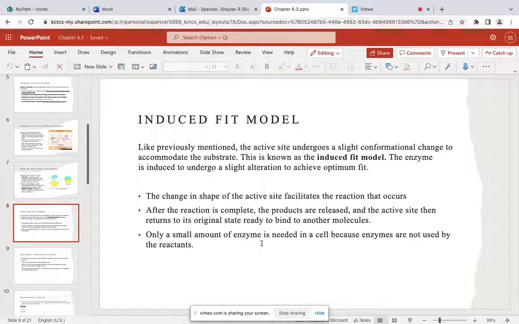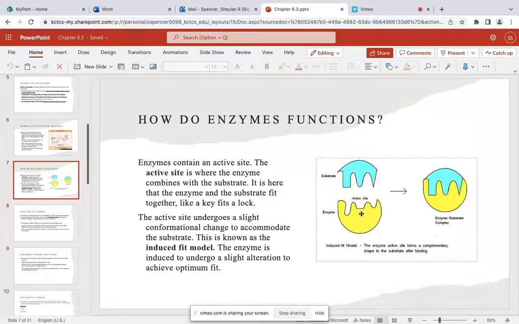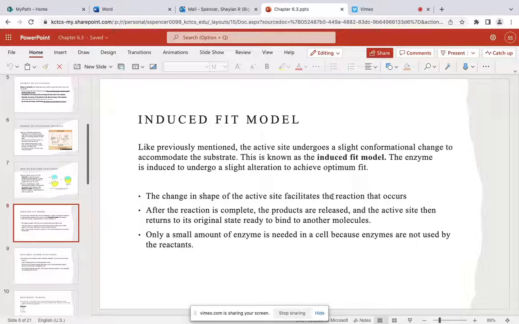So after sugar and amylase combined, and once we have the production of carbon dioxide and water, the active site of amylase would return to its original shape. So over here, we have the active site. We'll say this again is amylase. This is sugar. Once the sugar combines with amylase, we have this amylase sugar complex. Once we have the production of carbon dioxide and water, this would undergo a conformational change and would kind of release the sugar molecule. Only a small amount of enzyme is needed in a cell because enzymes are not used by the reactants.